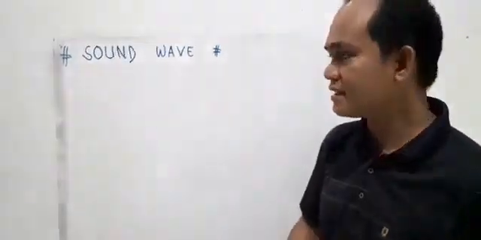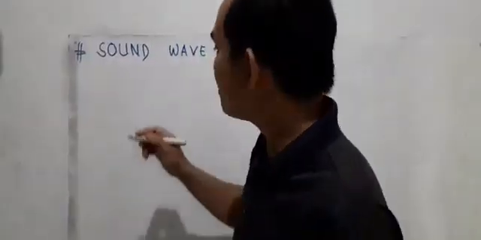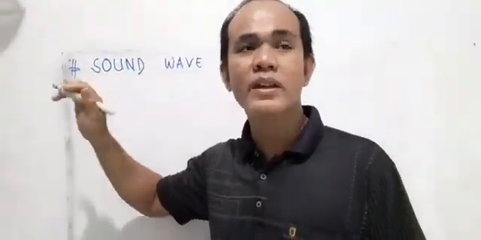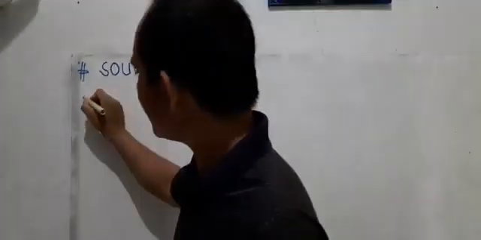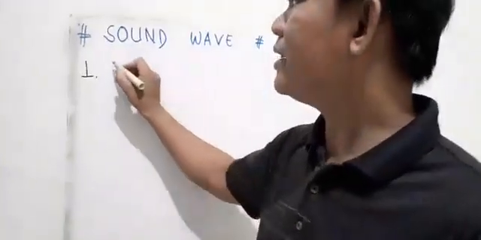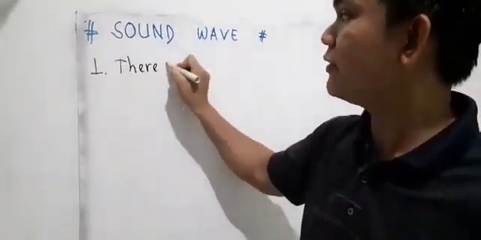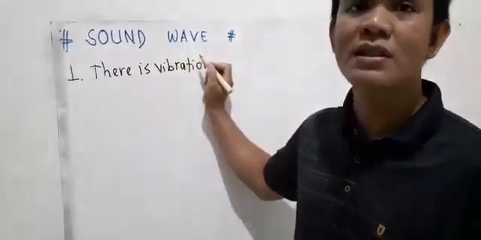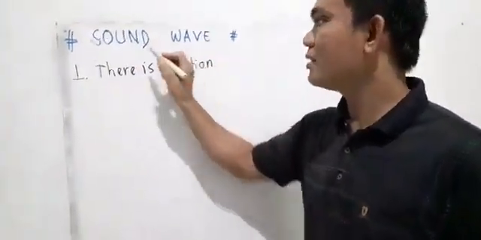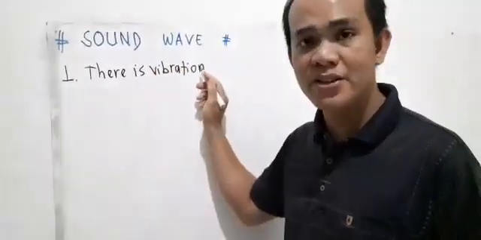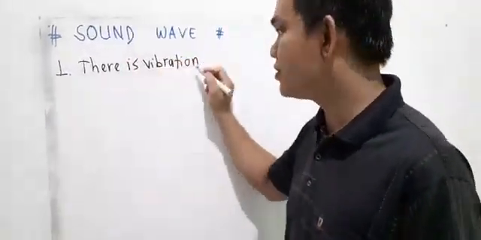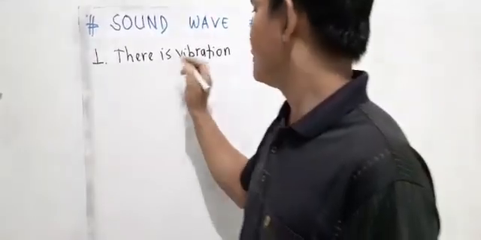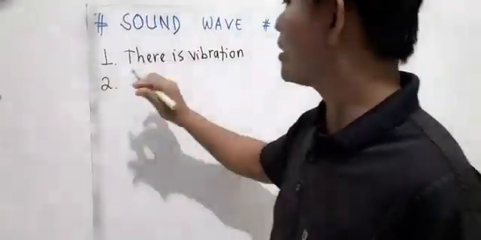There are three things that we have to know why people hear the sound, or there are three requirements why we hear the sound. The first is there is vibration. So when there is no vibration, there will be no sound, because sound is produced by the vibration. Without vibration, there will be no sound.